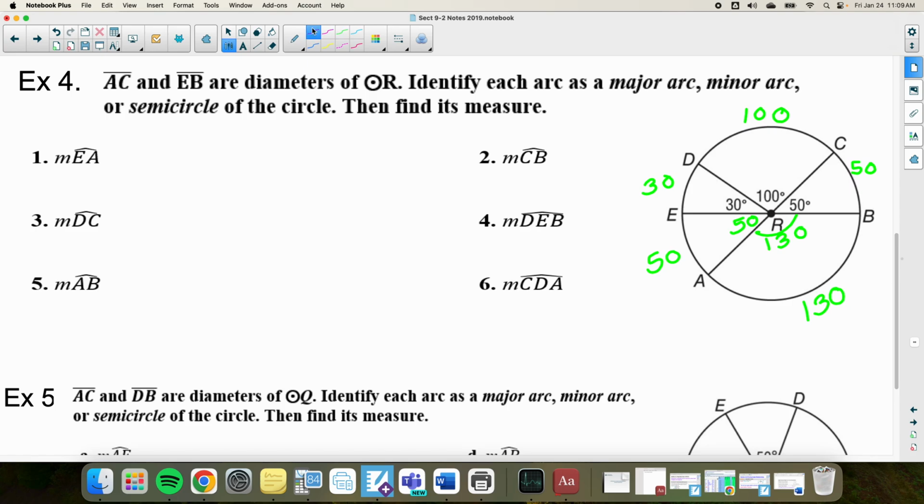Now I'm gonna come back over here, and this is asking us for two questions. One is, is it major, minor, or semi? And then the second is its measure, okay? If it has two letters, it's automatically what? Minor. So this one automatically is minor. And if I have to find EA, isn't that just 50? Then it asks me for DC. Again, two letters, so it has to be minor. And isn't DC 100?